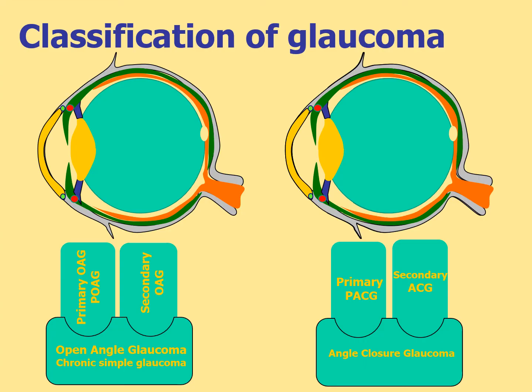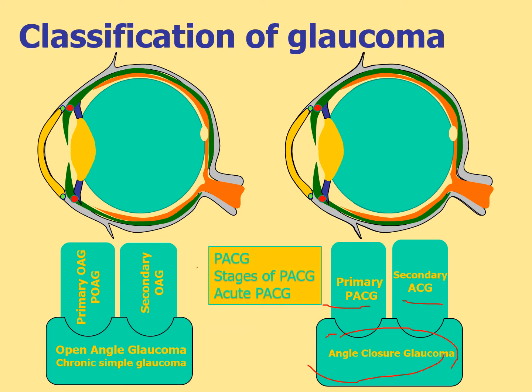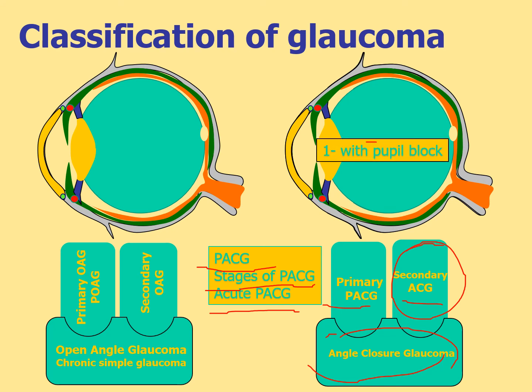Just a quick reminder, angle closure glaucoma can be primary and secondary. Primary angle closure glaucoma we've discussed in 3 steps: primary angle closure glaucoma itself, stages of primary angle closure glaucoma, and acute primary angle closure glaucoma. Now the secondary angle closure glaucoma can be because of 2 different mechanisms. In the one, the lens comes forward and blocks the pupil, and hence the angle closure glaucoma because of the bowing of peripheral iris like this.